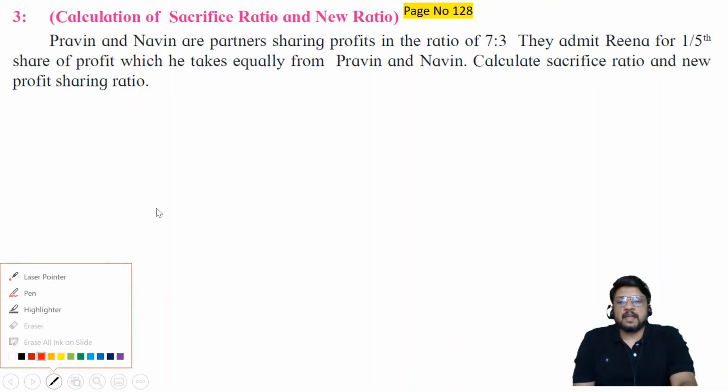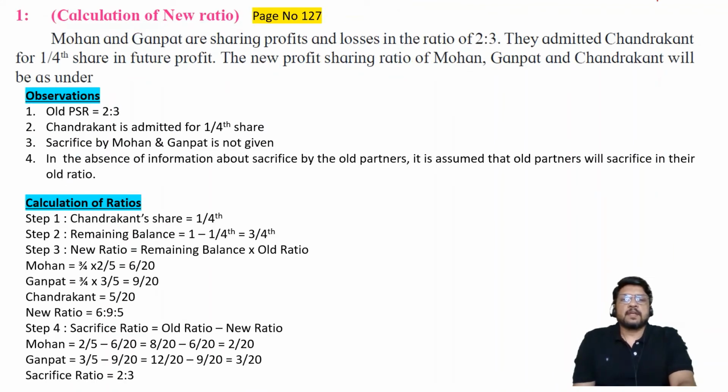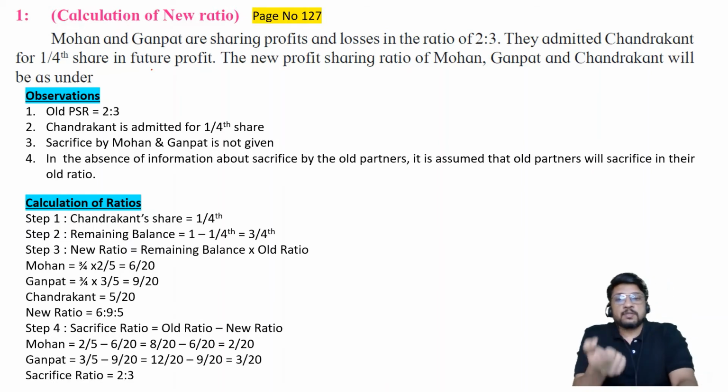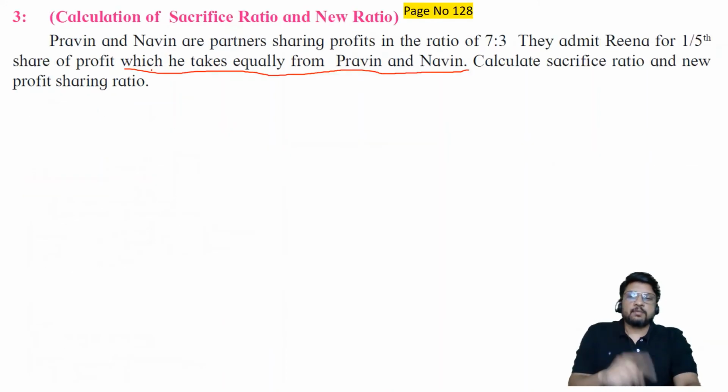For me, what is important is this line, which he takes equally from Praveen and Naveen. If you have seen our first question, there it was specified they admitted Chandrakant for 1/4 share in future profit, but from whom he takes it was not given. In the third question, not only is the new partner share given, 1/5, but it is also told how this 1/5 is made up, which he takes equally from Praveen and Naveen. Calculate the sacrifice ratio and new profit sharing ratio.